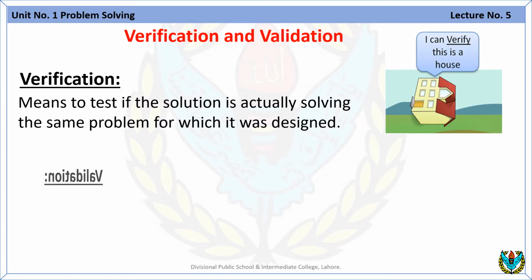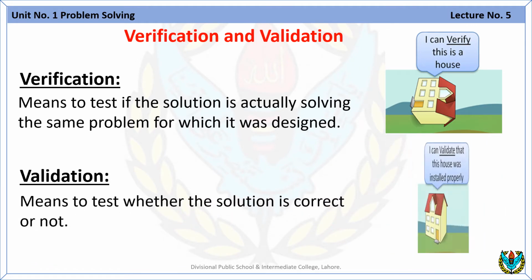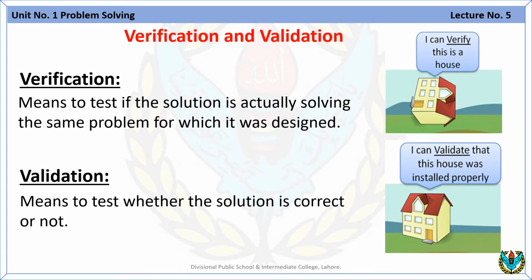Validation means to test whether the solution is correct or not. So, it is the process of checking whether the software product is up to the mark. It is the process of checking the validity of the product. That is, it checks that what we are developing is the right product. It is the validation of actual and expected product.